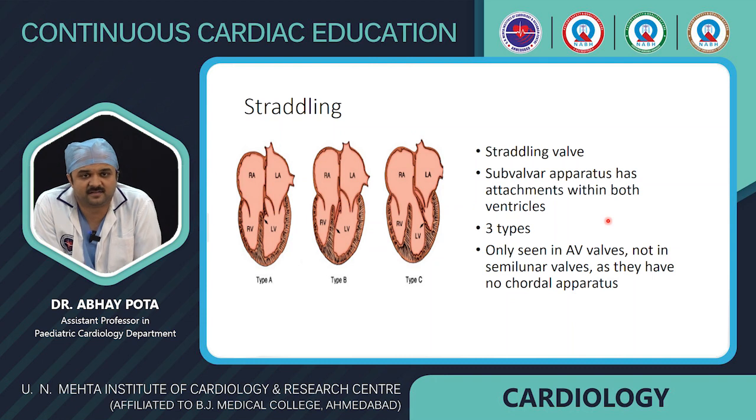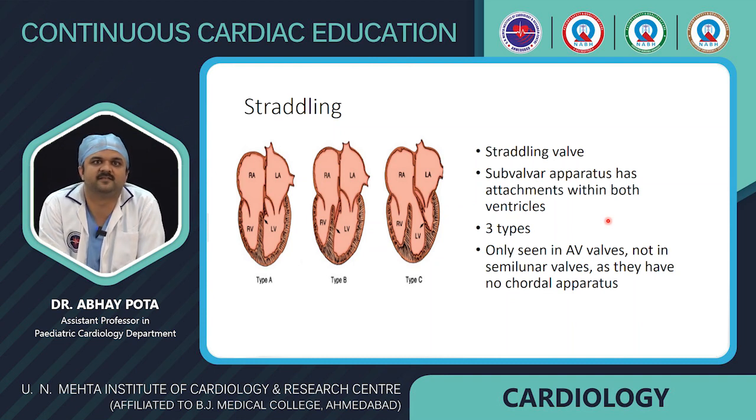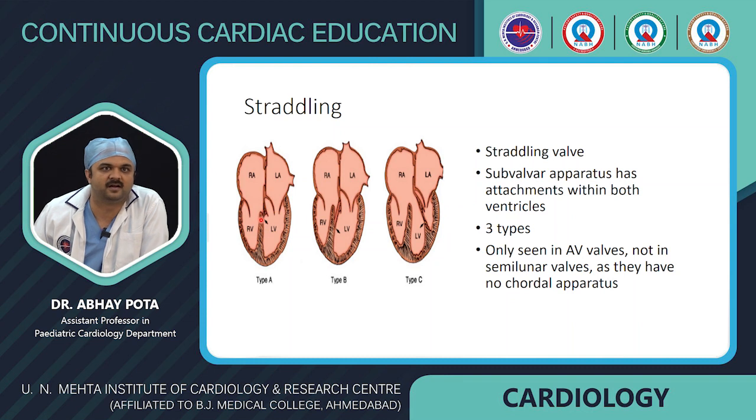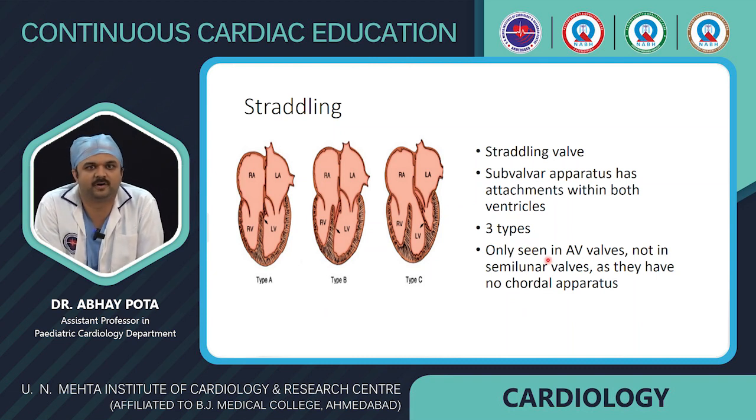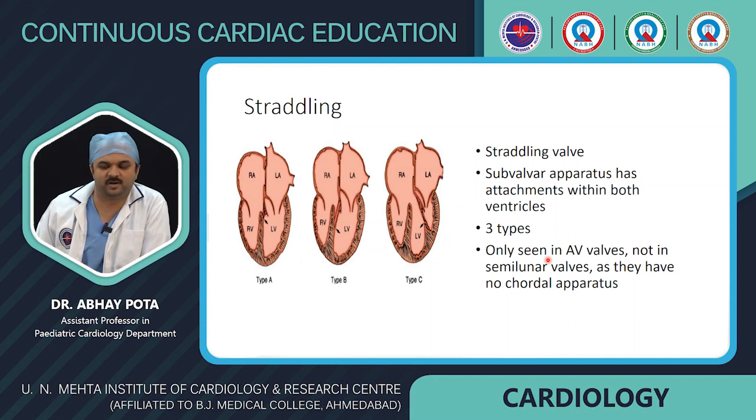Next is straddling. What is straddling? Straddling is when the subvalvular apparatus has attachments within both ventricles. So what is this subvalvular apparatus? Mainly chordae. There are three types. If chordae are attached on the interventricular septum tip, then it is type A. If they are attached on the interventricular septum on the other side, then it is called type B, and if they are attached to the free wall, then it is called type C straddling. This is only seen in cases of AV valves and not in case of semilunar valves, as they have no chordal apparatus.